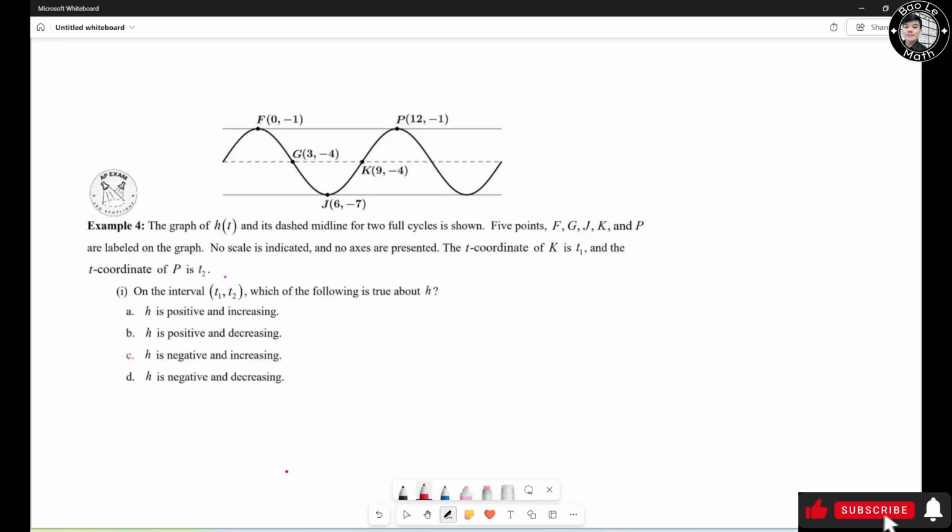Alright, so this example is similar to the previous example. On the interval t1, t2, which of the following is true about the function h? Now, t1 is the coordinate of the point k, so point k is right here. And t2 is the coordinate of the point p, so point p is right here. Alright, so point k right here. Now, the function should be this guy.